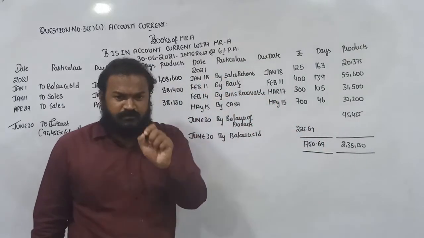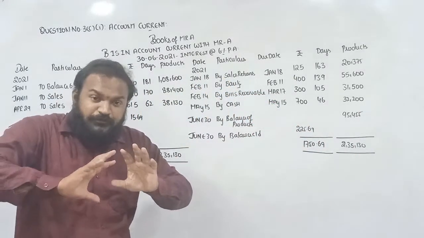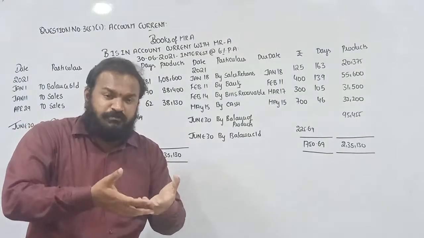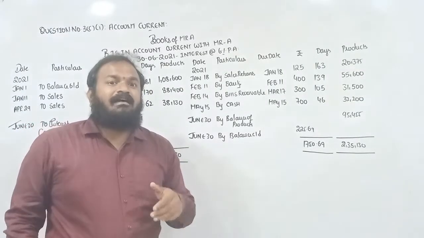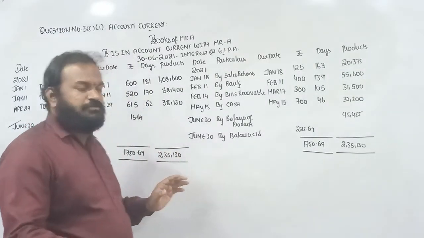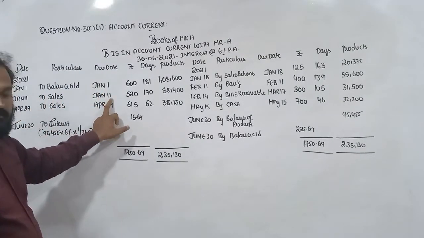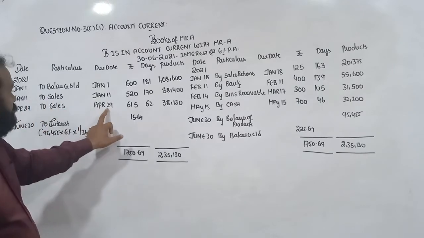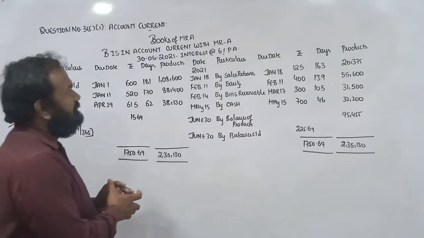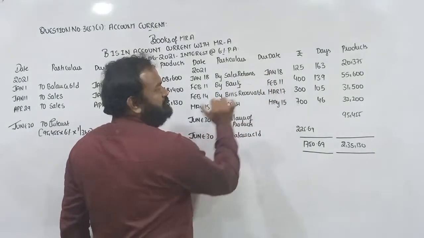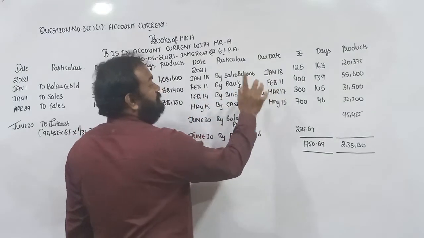Now you have to focus on due dates. If due dates are given, you can consider them. If due dates are not given, the transaction date shall be deemed to be the due date. So Jan 1st will be the due date here. Jan 11 will be the due date here. April 29 will be the due date here. Next, Jan 18 will be the due date here. February 11 will be the due date here.